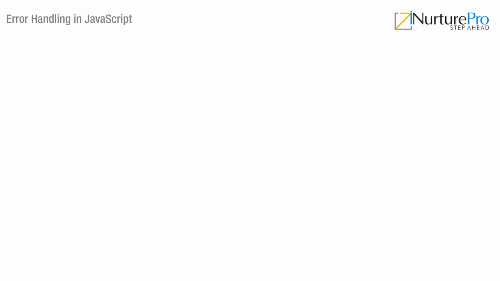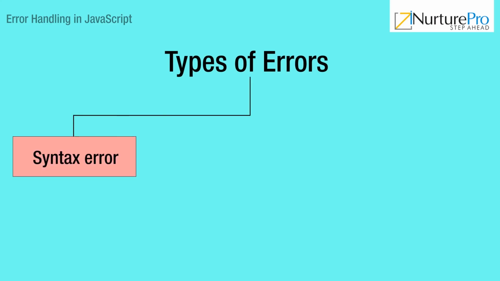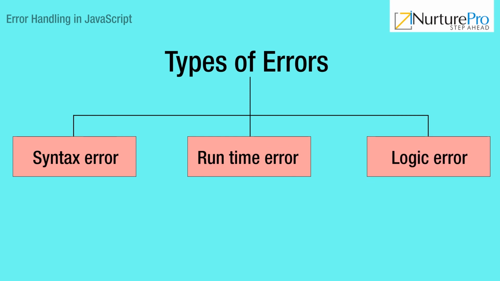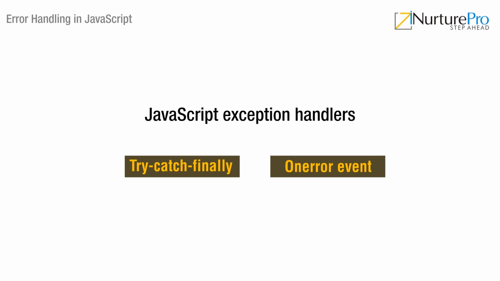Let us summarize what we have done in this video. From this video, we came to know about the three types of errors, such as syntax error, runtime error, and logic error. We have also learned about the two types of JavaScript exception handlers. One is try catch finally statement, and the other is onerror event.